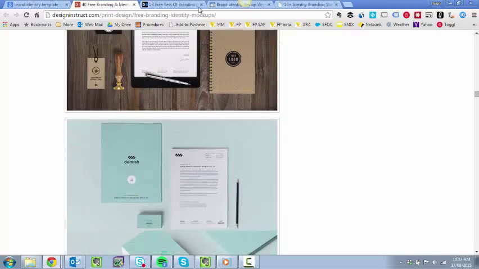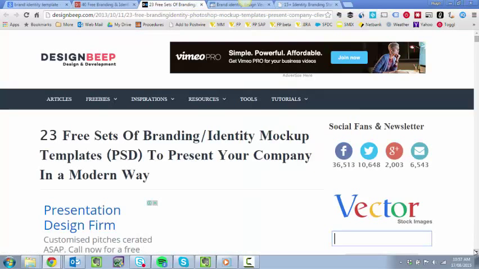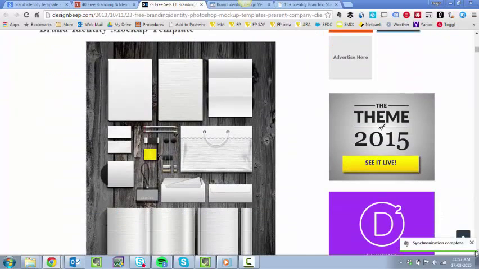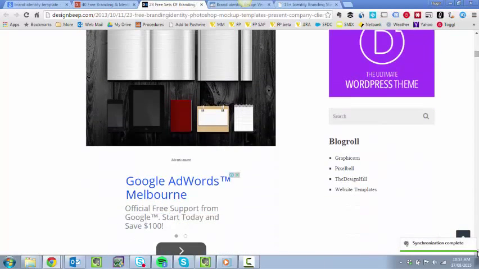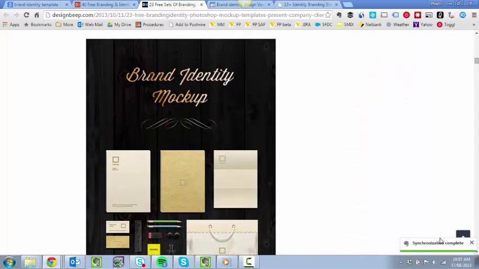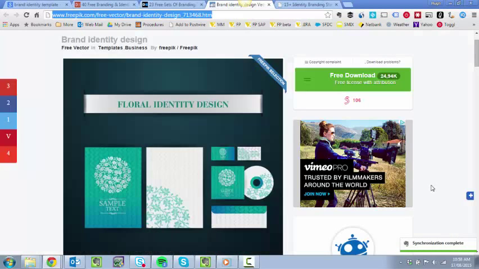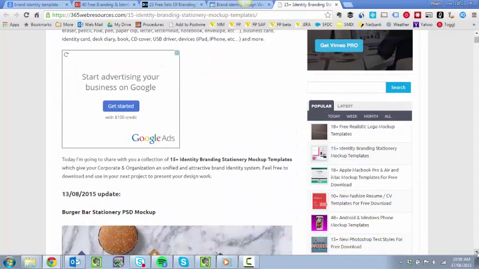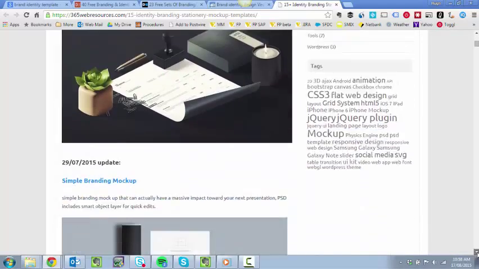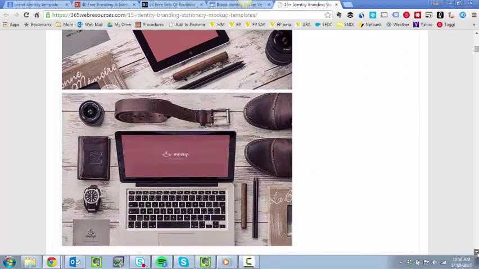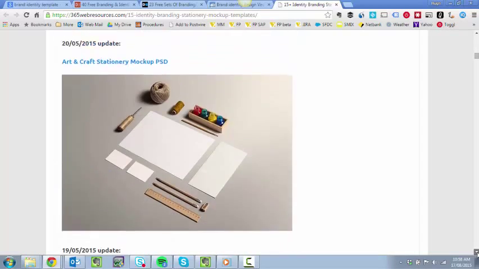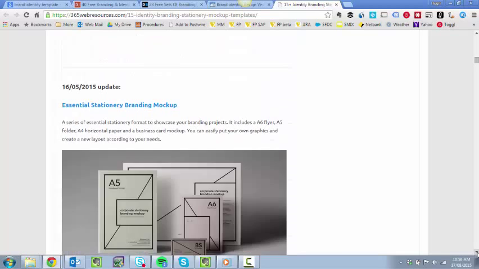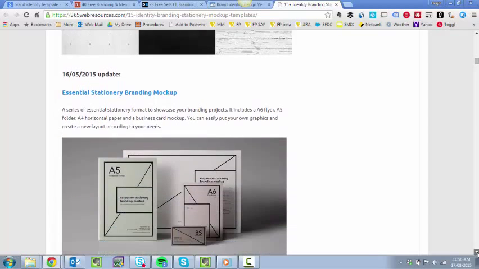Nice work, Ashley. Next, we're going to take a look at Design Beep. We don't know who the person is here. It's sort of from a corporate perspective, if you like, no named author. And it's another roundup of 23 free templates. Then we've got an unnamed person from FreePick with 1 template. And then finally, we've got another unnamed person at 365 Web Resources for 15 more. So all up, we're getting about 80 free templates. I said at the intro there was 50. It turns out, can't do my maths, it's about 80 free templates for brand identity resources.